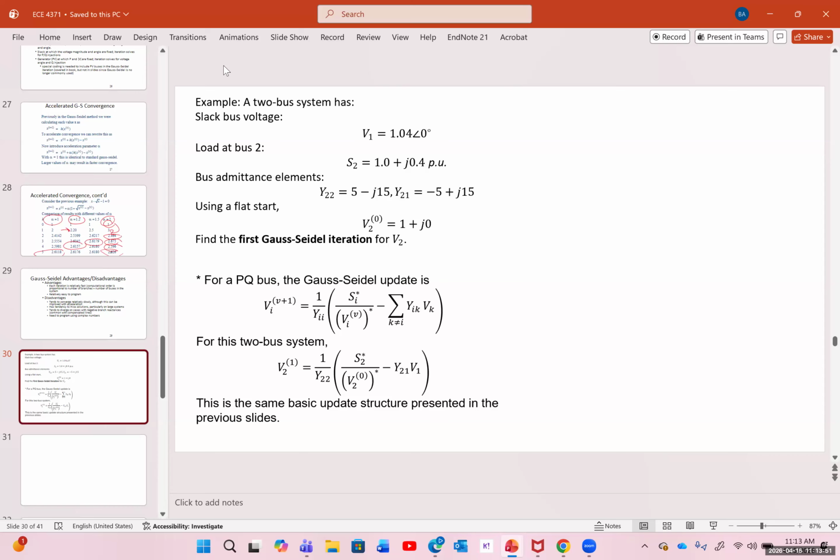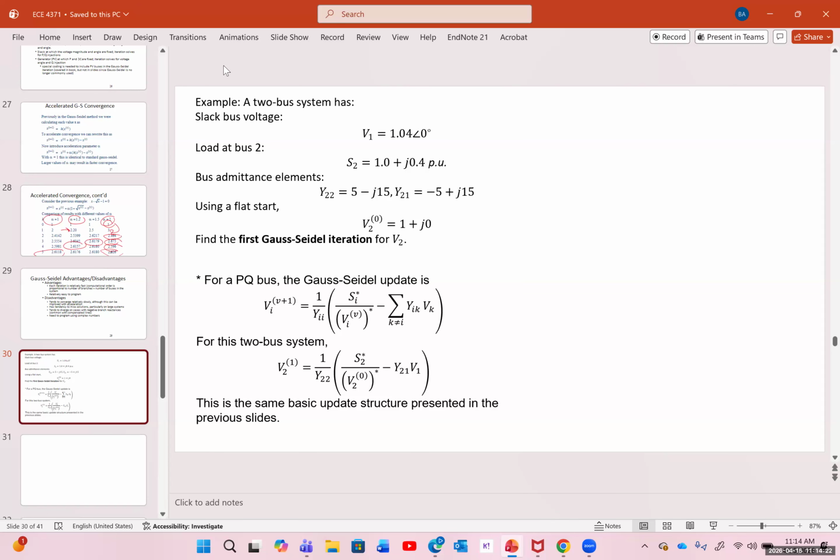Now, let's start with an example. We have a 2-bus system which has a slack bus voltage. So when we have a slack bus, it means we know the voltage and the angle, and we're looking for P and Q. So for the load at bus 2, we have S2 equal to 1 plus j0.4 per unit.